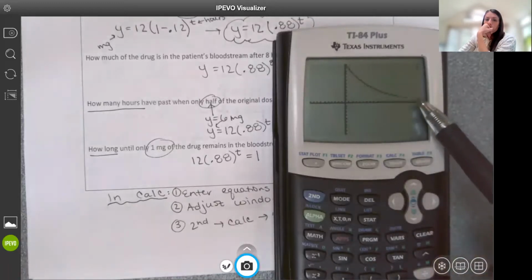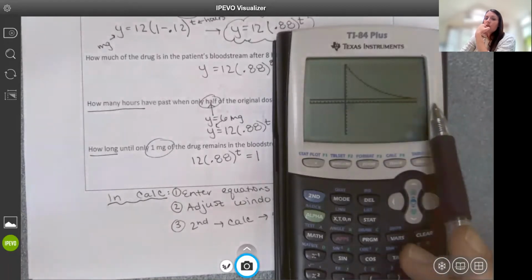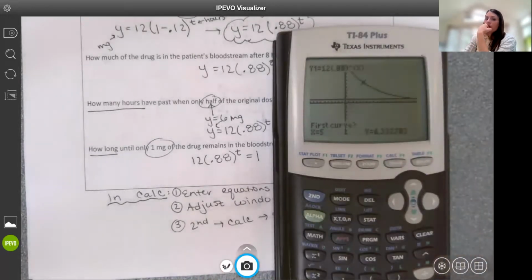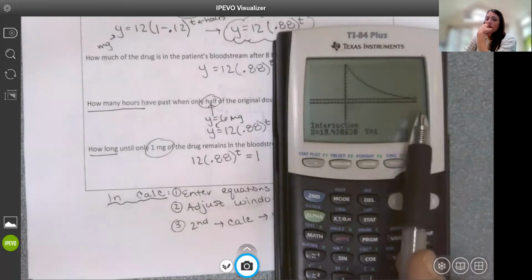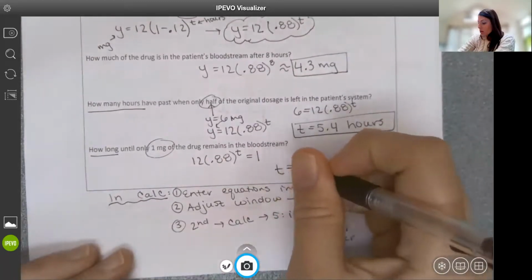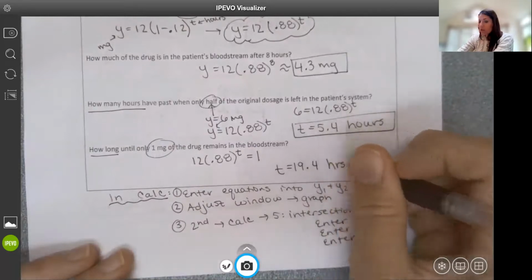There's my function. Here's 1 milligram. Let's see where they meet up. So second, calc, intersection, enter, enter, enter. And it looks like I have 1 milligram left in the system at about 19.4 hours. 19.4 hours.